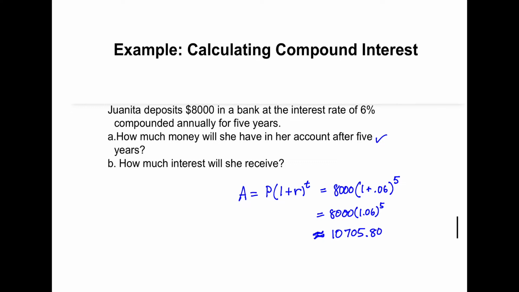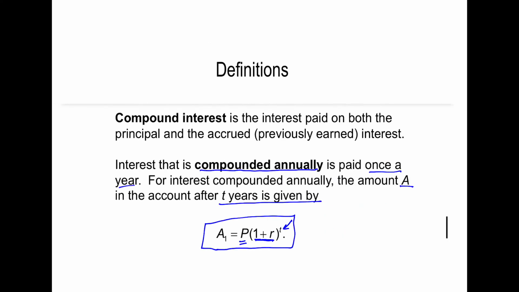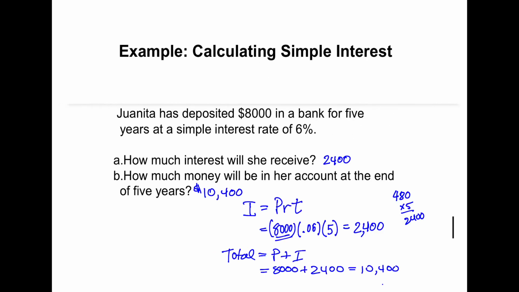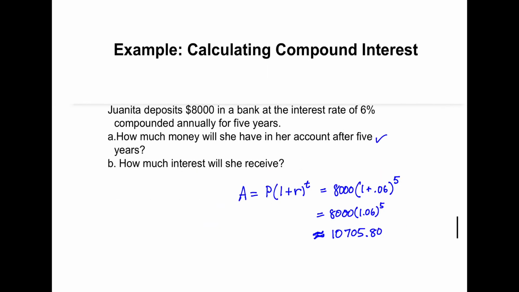So she gets a little bit more in her account than what she had before. If you remember, what we had before was, let me go back. Yeah, it was $10,400. So with the annual compounding of that, every time that they paid her money, if that money stayed in the account, which it did, they paid interest. They paid 6% interest on that new total every year. And so that gave us about $305.80 more at the end of 5 years.